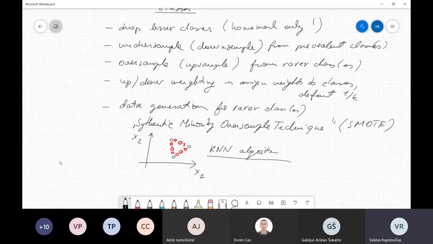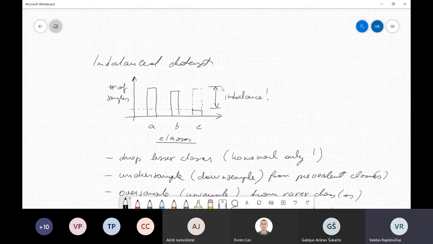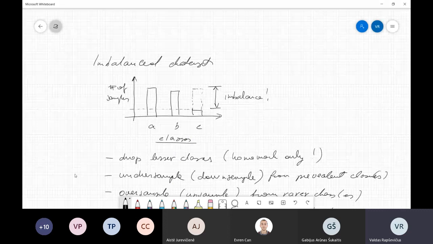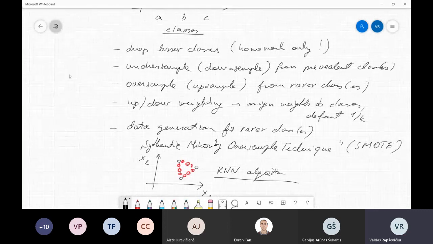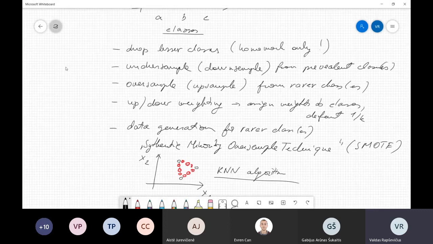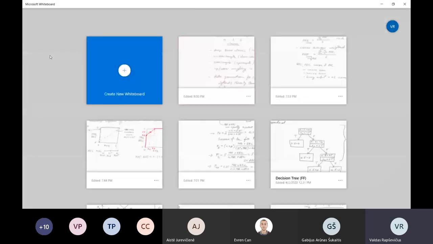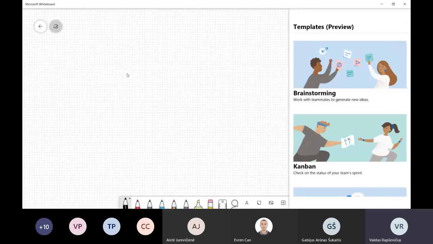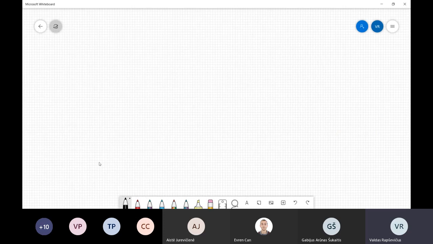Okay, so you can basically generate additional classes, additional samples, and you will lift up the rarer class. Okay, so these are the strategies that you might consider for balancing your classes. Okay, so the final word on your practice. So what I would suggest is how to organize your experiment.